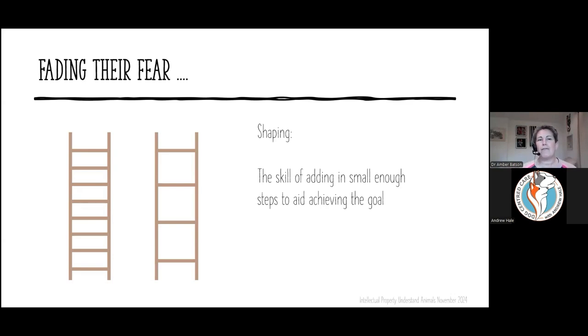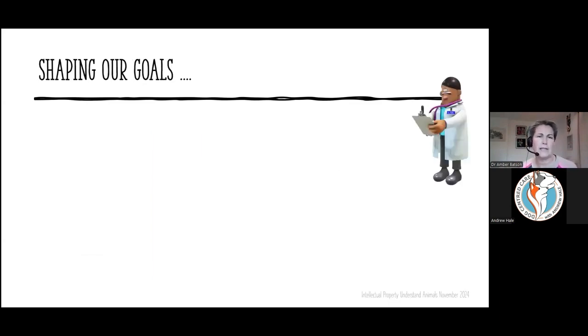When we're thinking about fading their fear, I've mentioned this concept of shaping. In animal training, we typically talk about shaping to mean the use of multiple steps to get to our ultimate goal. So the ladder on the left is much easier to climb than the ladder on the right. And if we make a mistake on the ladder on the left and we slip backwards, we're going to slip back less far than if we were climbing the ladder on the right.